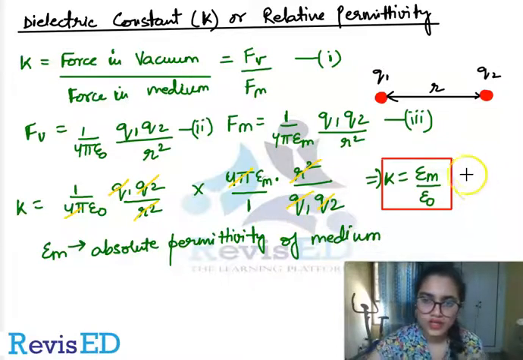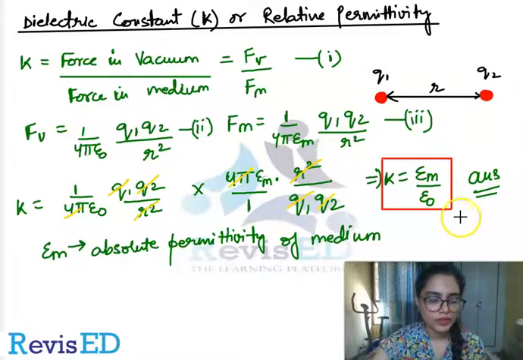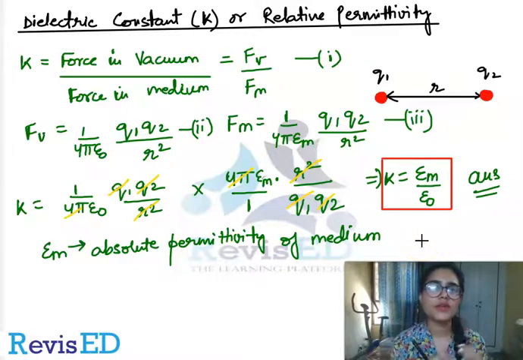This is a very important relation. This was the key relation that we were finding out. In the next session we are going to see how Coulomb's law is going to change when we use this relation in the Coulomb's law formula. Till then, you should revise what we have done till now. This was a very simple and interesting derivation.